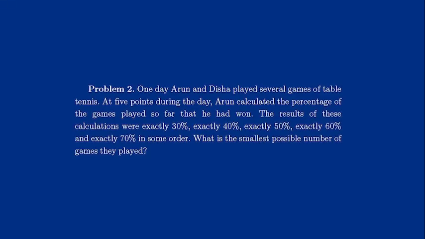Problem 2. One day, Aaron and Disha played several games of table tennis. At 5 points during the day, Aaron calculated the percentage of the games played so far that he had won. The results of these calculations were exactly 30%, exactly 40%, exactly 50%, exactly 60%, and exactly 70%, in some order. What is the smallest possible number of games they played?